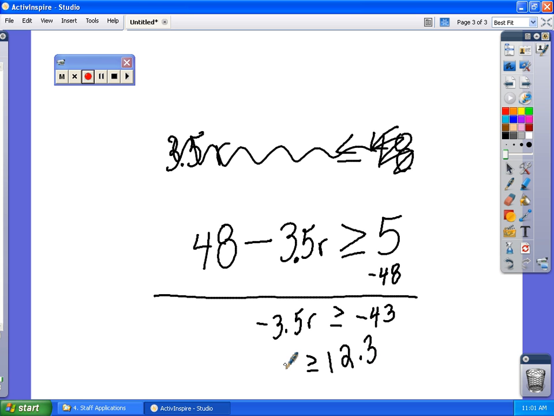But since I divided by a negative number, I got to make sure that I flip my sign, which now means it is less than or equal to. R is less than or equal to 12.3. So 12.3 would be too many. So the maximum number of rides would be 12, which would be C.